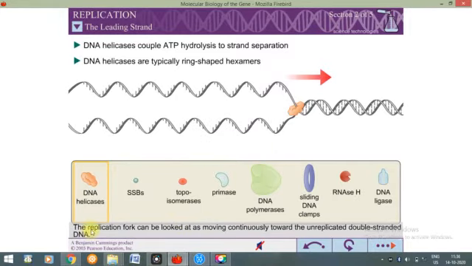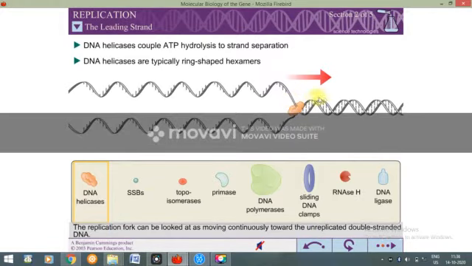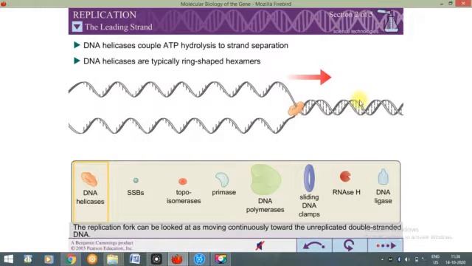One more thing, look at this point. The replication fork can be looked at as moving continuously toward the unreplicated double stranded DNA. Now this replication fork moves in this direction, and wherever the replication fork moves, the replication will take place there. So the replication fork determines the direction of DNA replication.